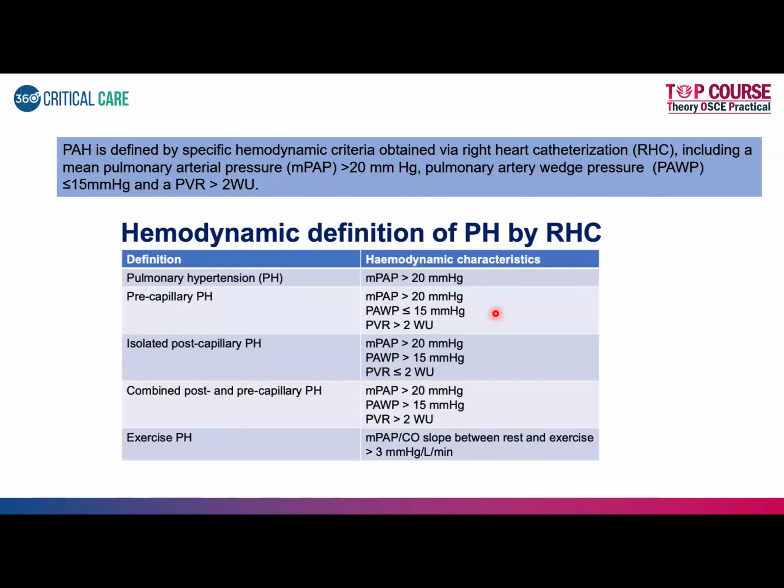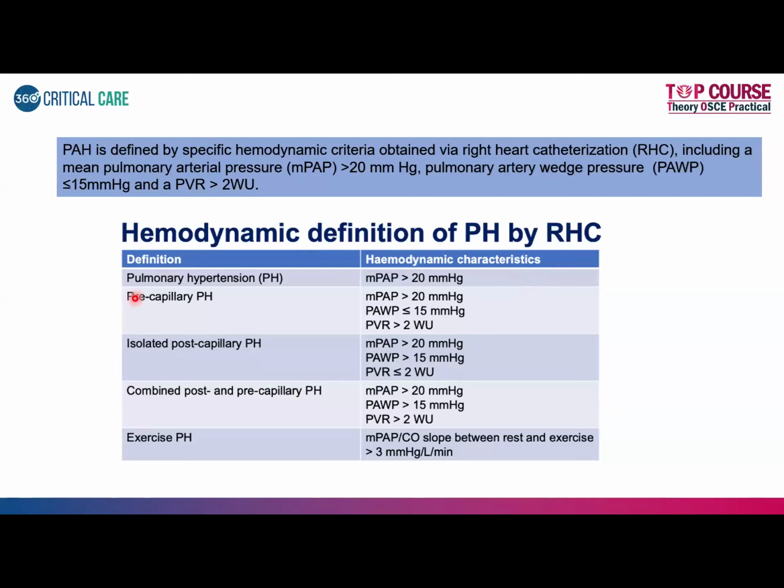So we also have the hemodynamic classification, or definition, of pulmonary hypertension, which is obtained by right heart catheterization, and it includes a mean pulmonary arterial pressure of more than 20 millimeter of mercury, a pulmonary artery wedge pressure of less than or equal to 15 millimeter of mercury, and a pulmonary vascular resistance of more than 2 Wood units.